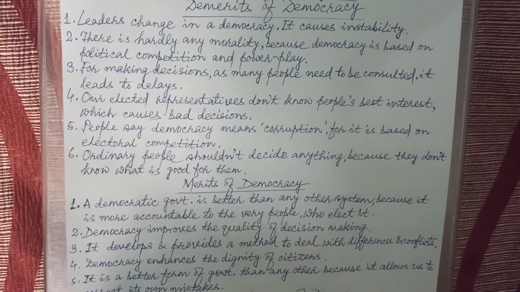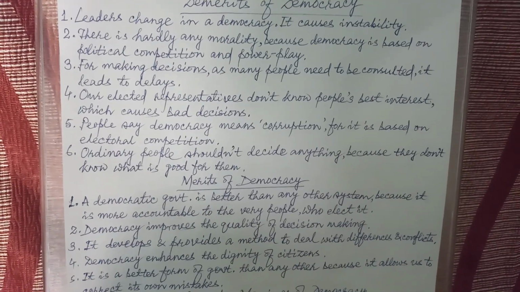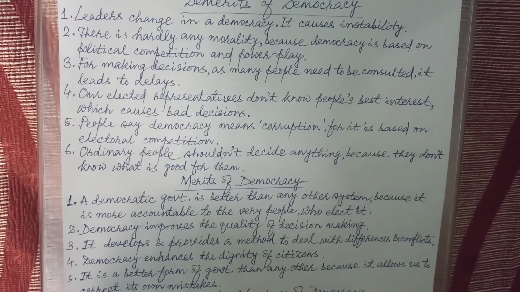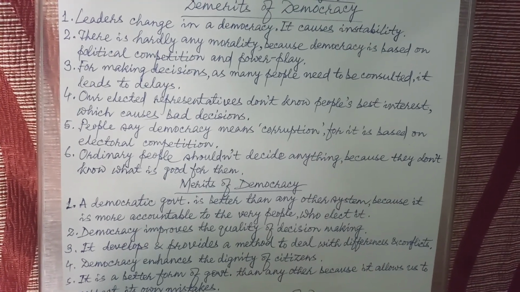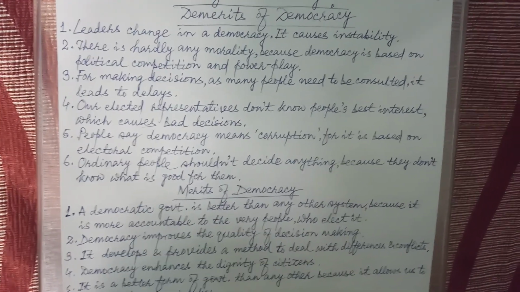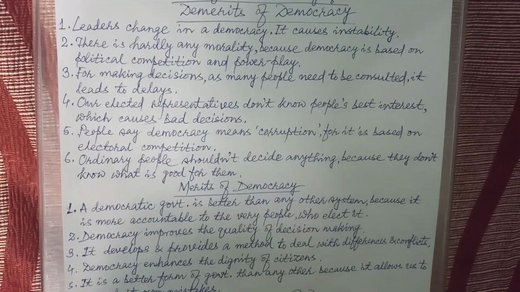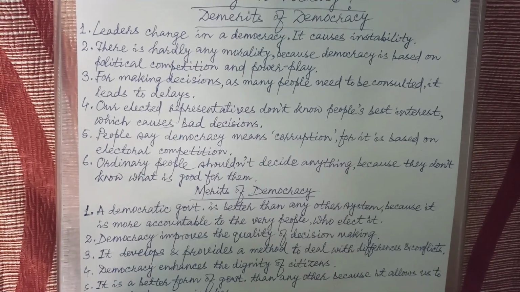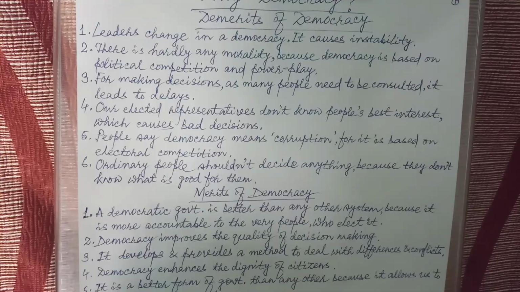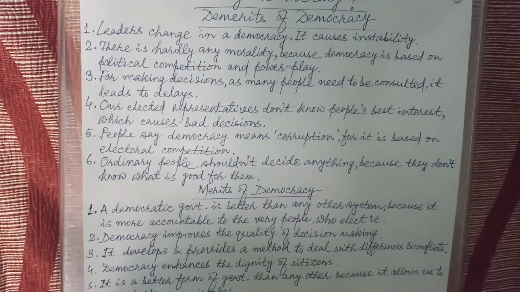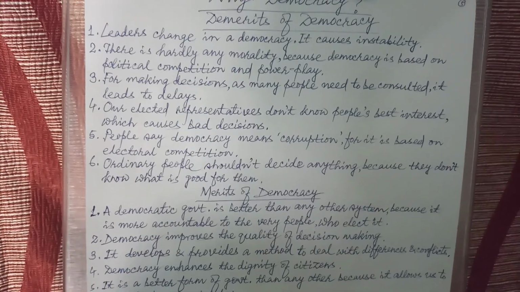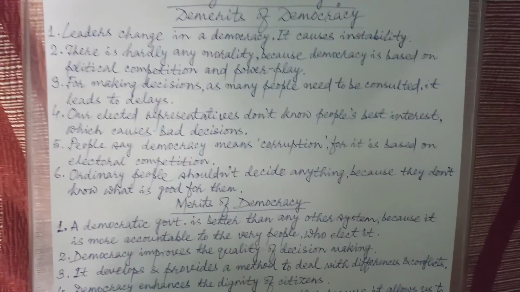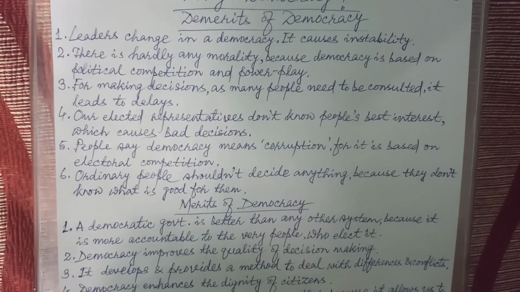Number 3, for making decisions, many people are to be consulted. That's why such decisions lead to delayed decisions. Means if one person in any other form of government had to take the decision, only one person could have done it. It is not at all time taking. The head of the government in a monarchy, in a dictatorship, may not consult any other person to take a major decision. But in democracy, the government has to consult many people and hence it leads to delays.